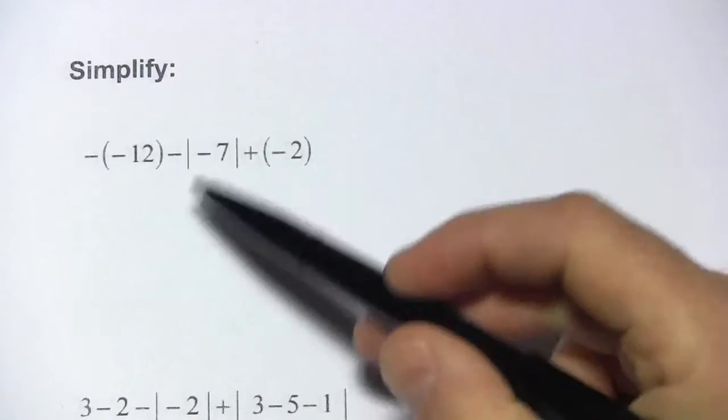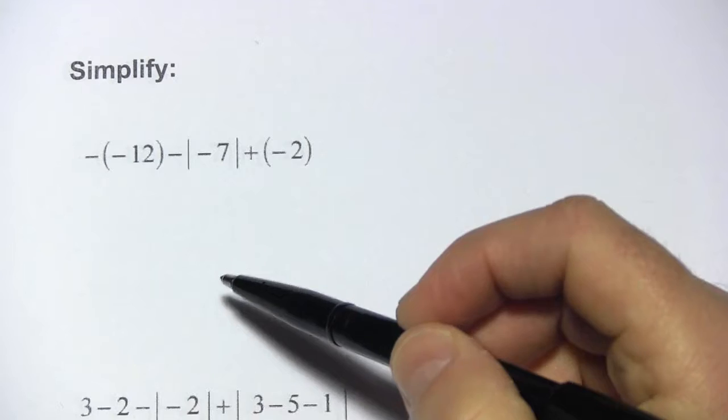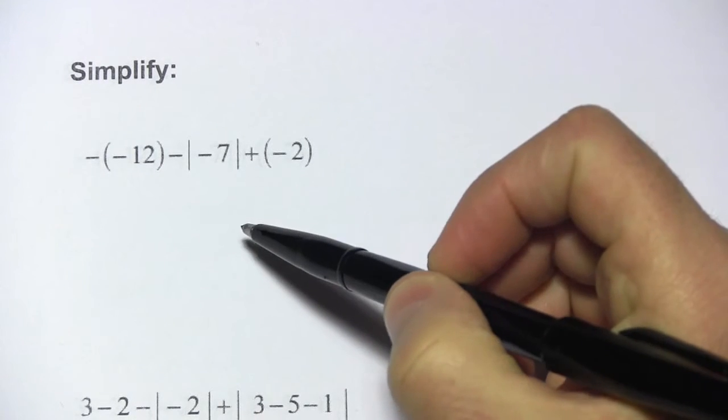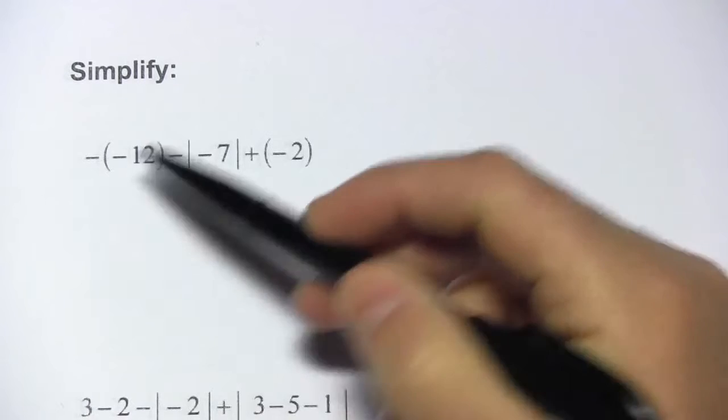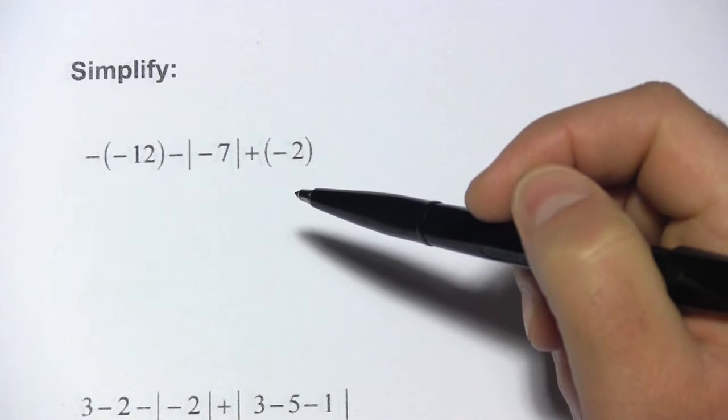In these problems, we need to simplify some rather complicated looking calculations. And we've got a couple of things going on. We've got absolute value symbols here, and then we've got parentheses and lots of negative signs. So I'm going to show you the ways to deal with all of those things.